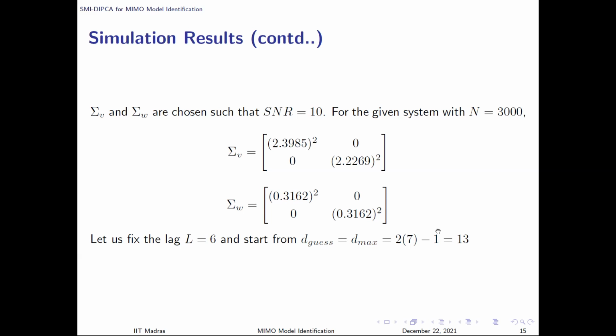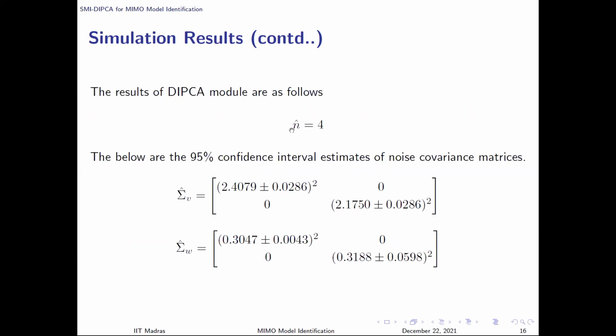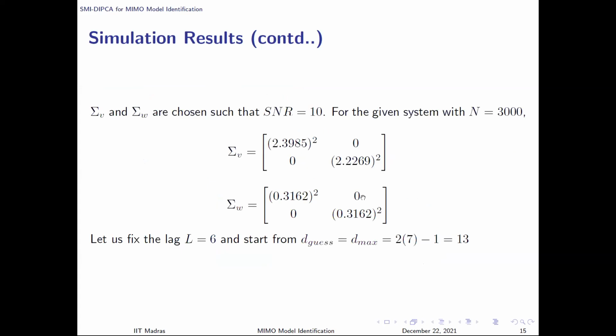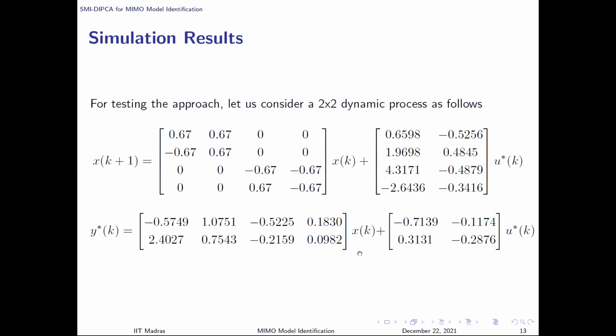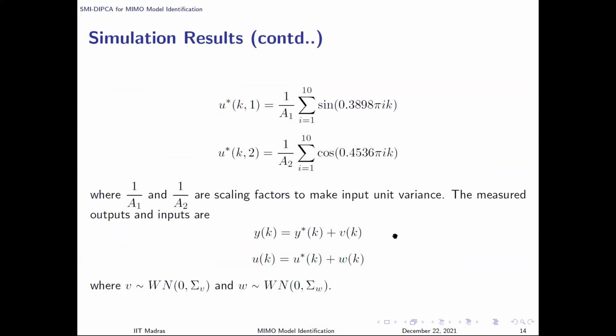But we can trace the hypothesis test, and it starts with 13 and stops at 10, at which point we say 14 minus 10 is 4, and we get the correct estimate for the system order. Notice that's a 4th order system, right? The state dimension is 4.